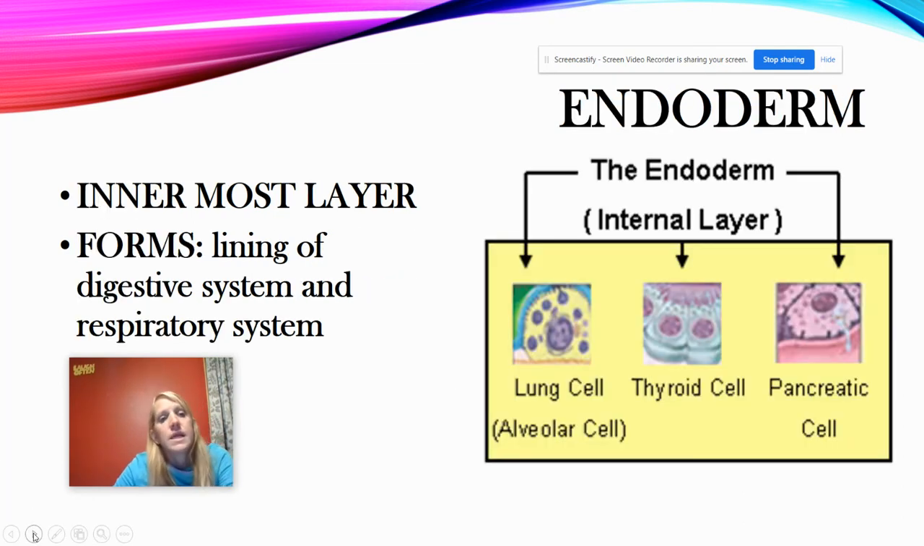Endoderm is the innermost layer. Endo means inside, endoderm. So that would be like your respiratory system and the linings of your digestive system. And so here it also said like your thyroid cell, and that's right here. But the lining of your digestive system and your respiratory system would be the endoderm. That's the inner layer. So when you saw that ball of cells on the first slide, that was the yellow part on the inside. Endoderm, inside.